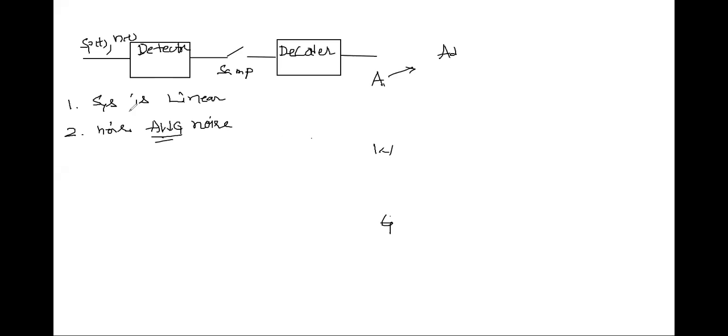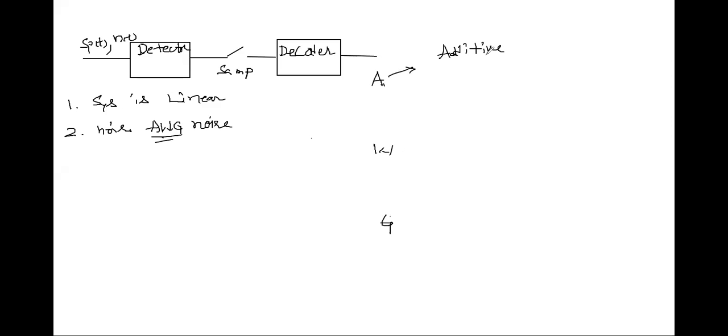Now, before proceeding any further, let us make some assumptions. The first one is the system is assumed to be linear. So we know what linear means. For a linear system, the response to the sum of inputs equals the sum of the responses. Then the second assumption is noise is AWG noise. AWG noise means A means additive, W means white, G means Gaussian.